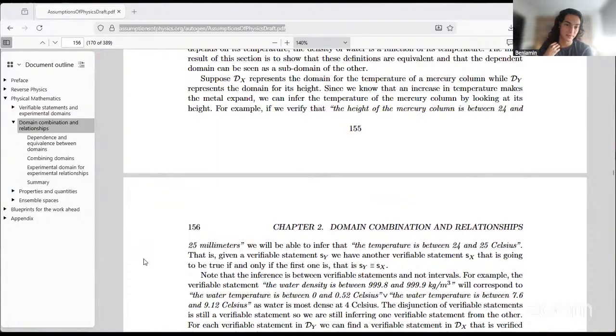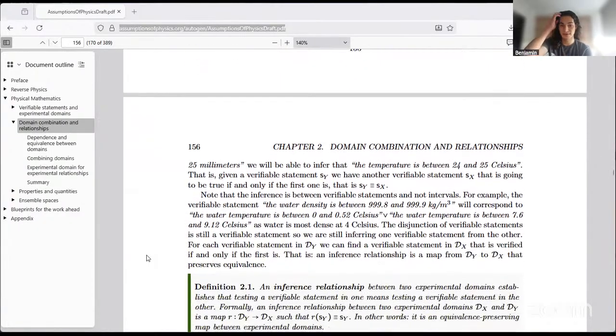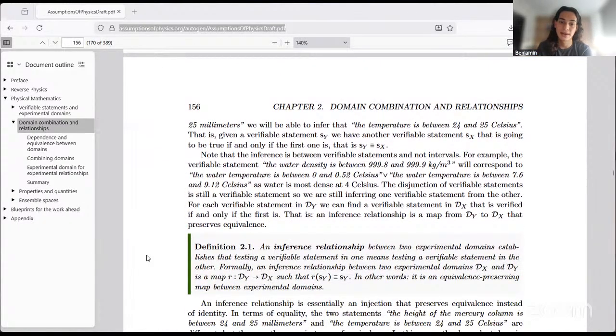So, suppose d sub x represents the domain for the temperature of a mercury column, while d sub y represents the domain for its height. Since we know that an increase in temperature makes the metal expand, we can infer the temperature of the mercury column by looking at its height. For example, if we verify that the height of the mercury column is between 24 and 25 millimeters, we will be able to infer that the temperature is between 24 and 25 Celsius. That is, given a verifiable statement S sub y, we have another verifiable statement S sub x that is going to be true if and only if the first one is. That is, S of y is equivalent to S of x.